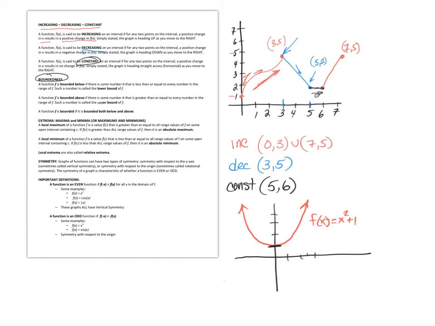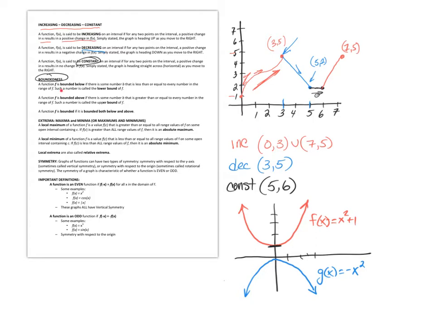Let's see if I can look at a different function, and maybe we'll use this one here, and we'll say this function g of x is the opposite of x squared. So it's going to be a parabola that opens down. And that's a function that would be bounded above.